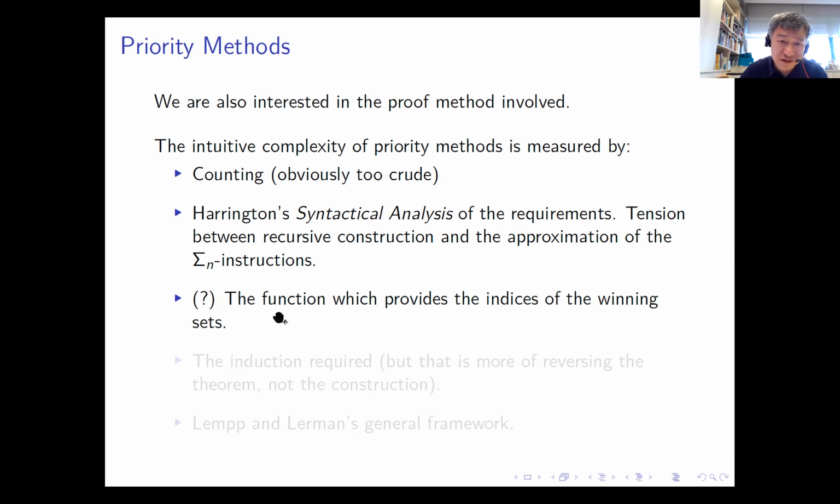Another way, where I put a question mark, is the one I just illustrated. How many jumps do you need to decide the winner? Just now I was trying to say, in our construction, to decide the winner, I need 4 jumps, and I can show 3 jumps is not enough. But this difficulty, I'm not sure whether it's measuring the non-uniformity or the priority method. So I'm not very sure whether this is a reasonable way of defining the complexity of priority methods.